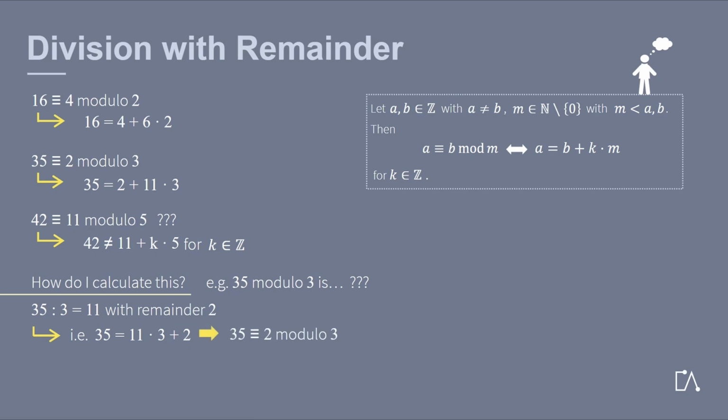The division with remainder gives us our result as the remainder. Note that it is also correct to say that 35 equals 5 modulo 3. The division with remainder only gives the smallest positive integer value. Other solutions are also true since they only differ by a multiple.